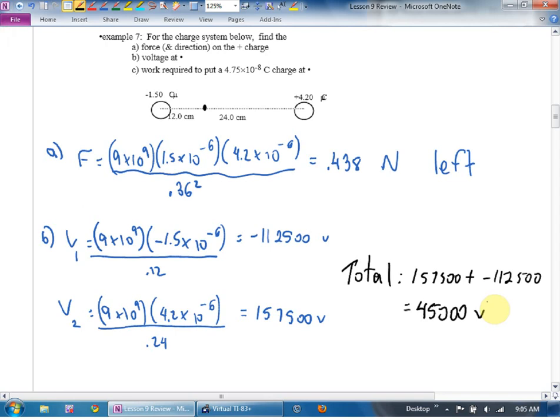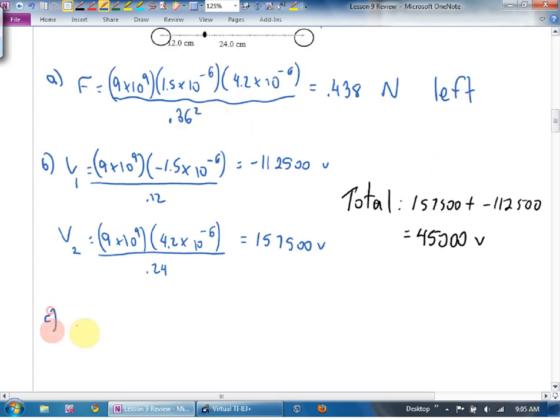C, the work required to place a charge at the dot. So what we're saying is, if you started with this charge out at infinity, how much work would you have to do to put it there, to bring it from infinity right to there? Okay. Well, work is change in potential plus change in kinetic. What's change in anything? And you know what? I think my change in kinetic is zero because I don't think we're starting with speed or ending with speed.